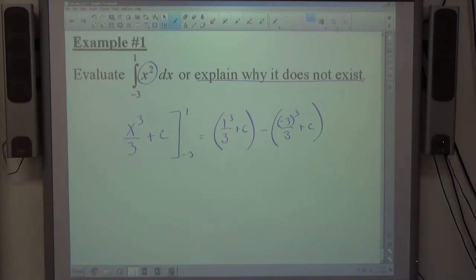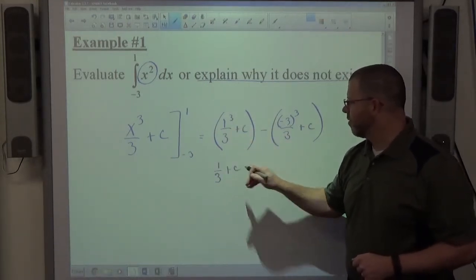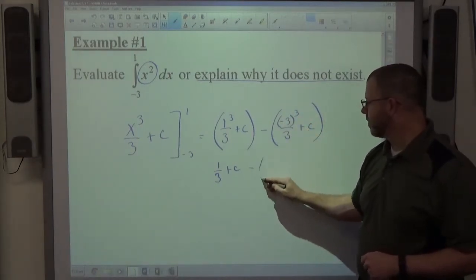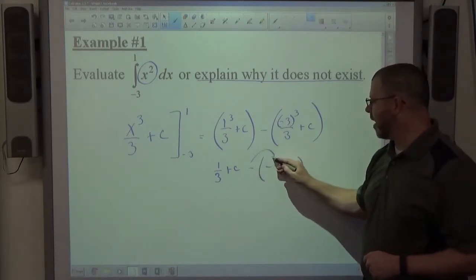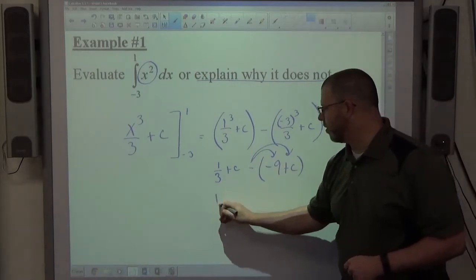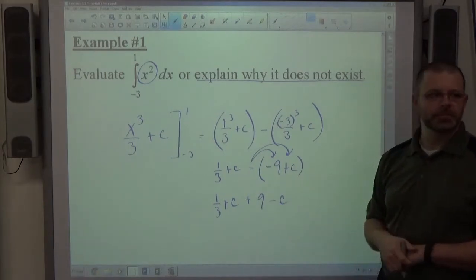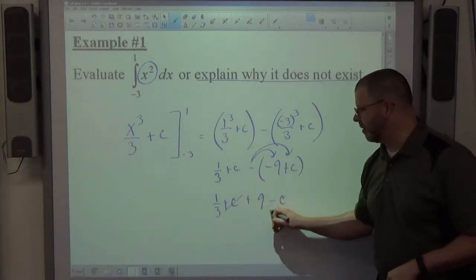Now you might be thinking to yourself right now that plus c is going to get in the way because I don't know what c equals. But let's just see what happens as we go through this. 1 to the third is 1, so 1/3 plus c. And then negative 3 to the third is negative 27. Negative 27 over 3 is negative 9. If I distribute that minus sign through, I end up with 1/3 plus c plus 9 minus c. What happens to the c's? They cancel. That's going to happen every single time.